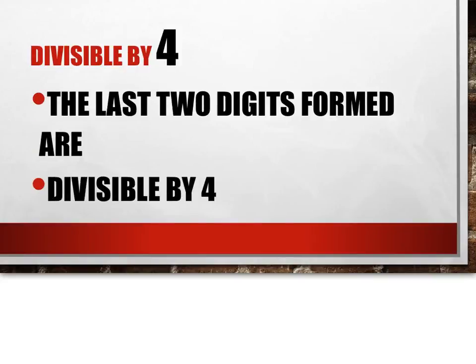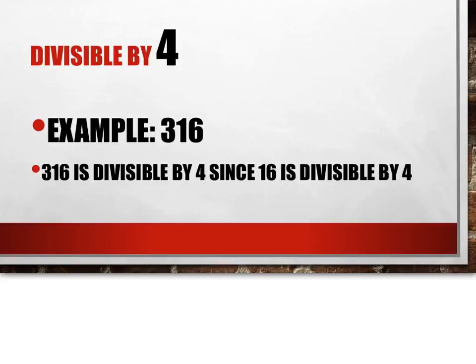And so we can now say that this number 168 is divisible by 3. Next, we're going to take a look at numbers that are divisible by 4. The rule is the last two digits formed are divisible by 4. So let's take a look at an example. Our example is the number 316. We're going to take a look at the last two digits: we have a 1 in the tens and a 6 in the ones, so that makes 16. And we know 16 is divisible by 4. So because of this rule, we can say that the number 316 is divisible by 4.